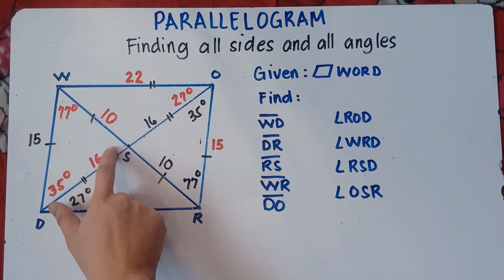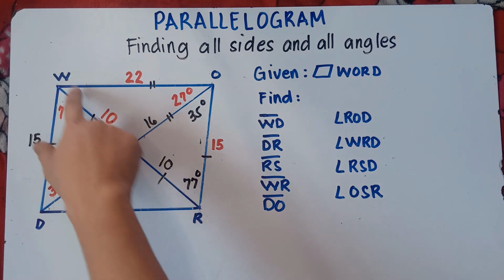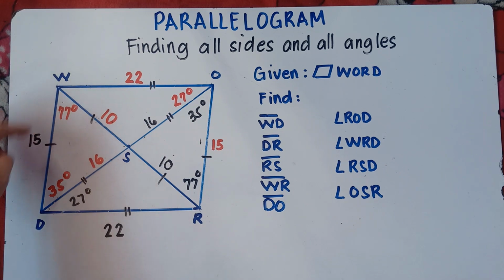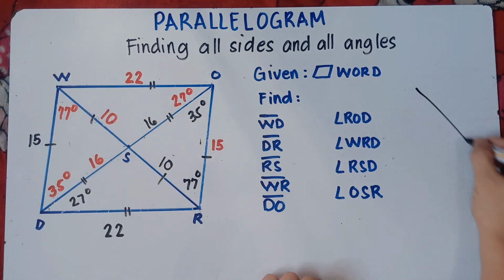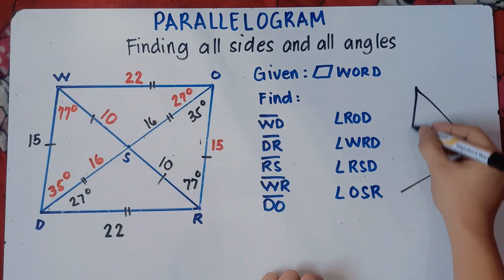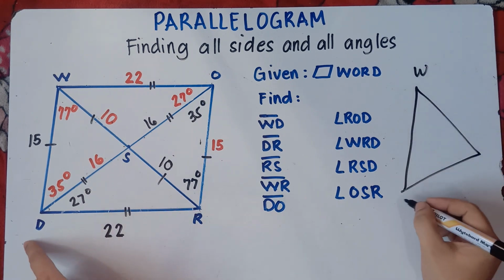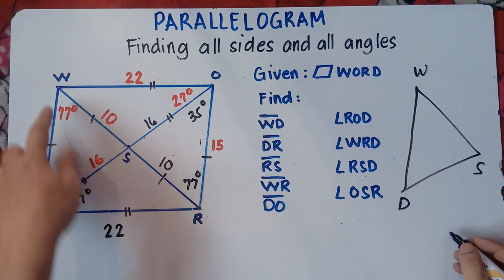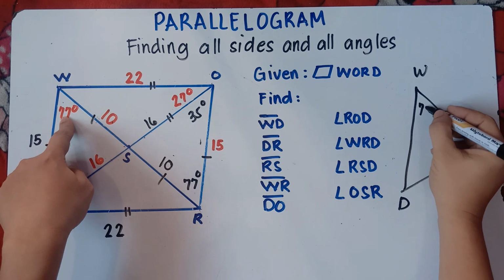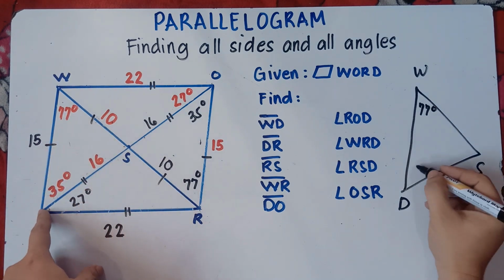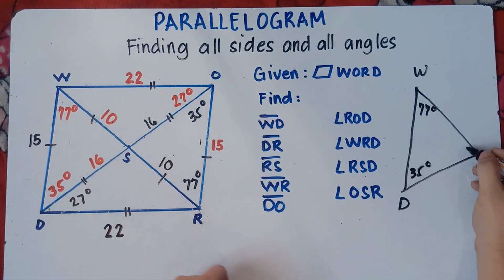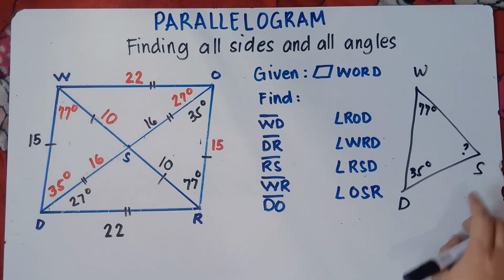Now, what would be this angle, class? This one, in the middle part. In the middle part, always remember, if we draw this triangle, let's draw this one, class. So, triangle WDS, of course, we have this one, 77 degrees. And for D, we have 35 degrees. And we're told to find this one. We don't have this angle S.